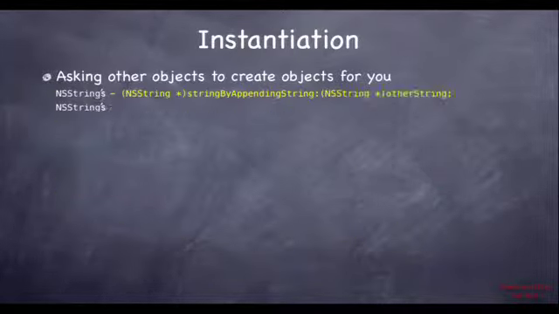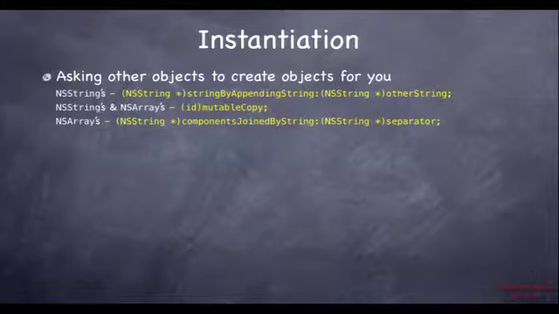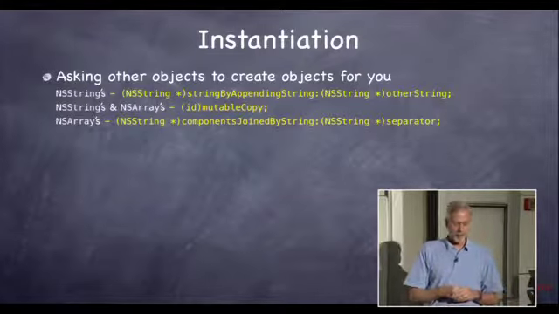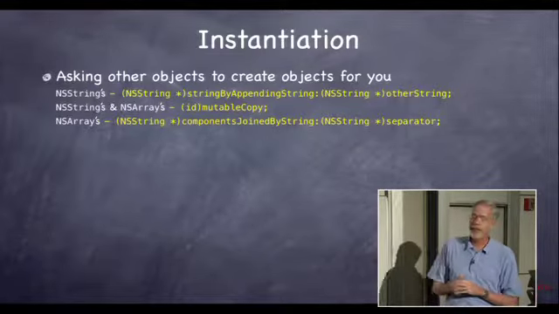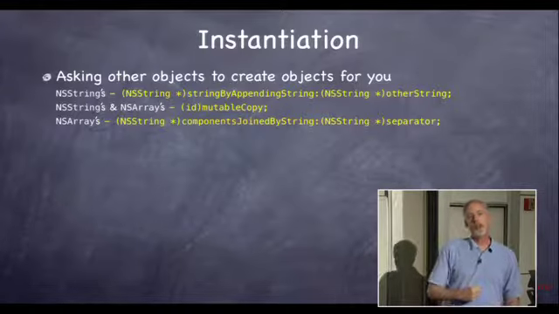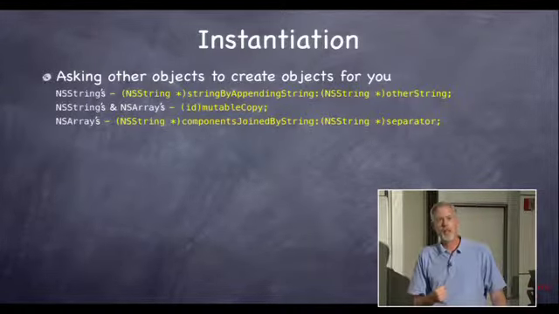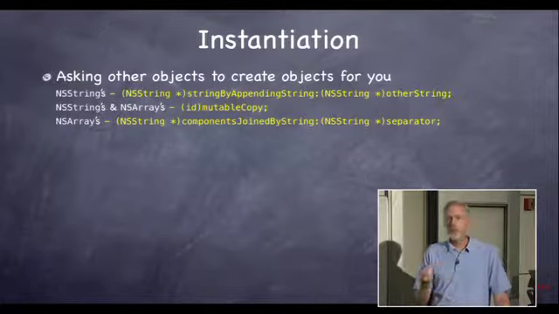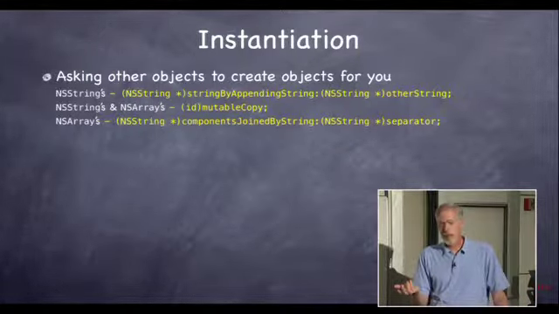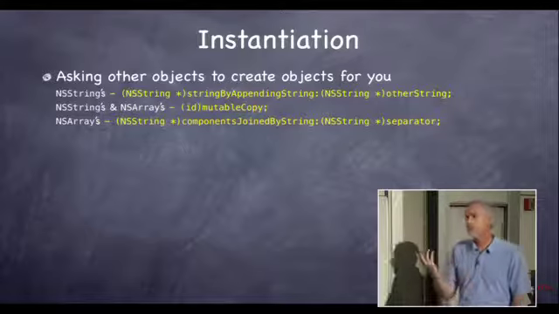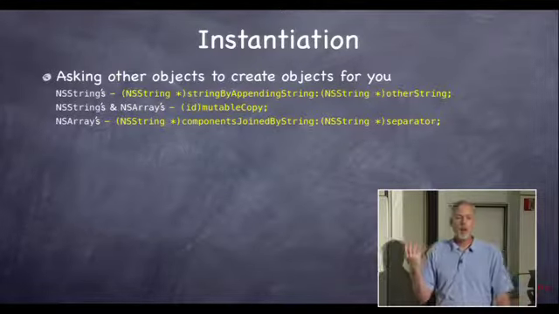Okay, instantiation. Creating objects, this is what we're talking about here. I promised I'd talk about this, and here it is. One of the best ways to get an object is to ask another object to give you one. We've already done this. We did string by appending string. We asked a string, please make a new string that is yourself with this other thing appended onto it and give it back to me. So we asked a string to create a new string for us.